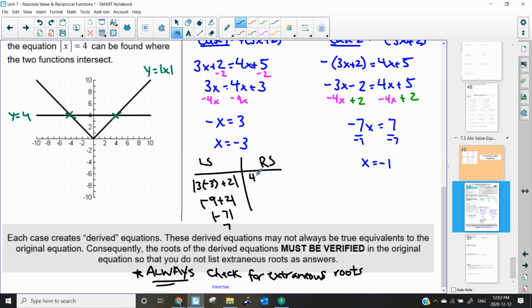Now on the other side, we had 4x plus 5. So we're going to go 4 times negative 3. Notice there's no absolute value symbols on this side, so we don't need to worry about that. Negative 12 plus 5 is negative 7. Well, a positive 7 and a negative 7 are not equal. That means that x equals negative 3 is actually extraneous.